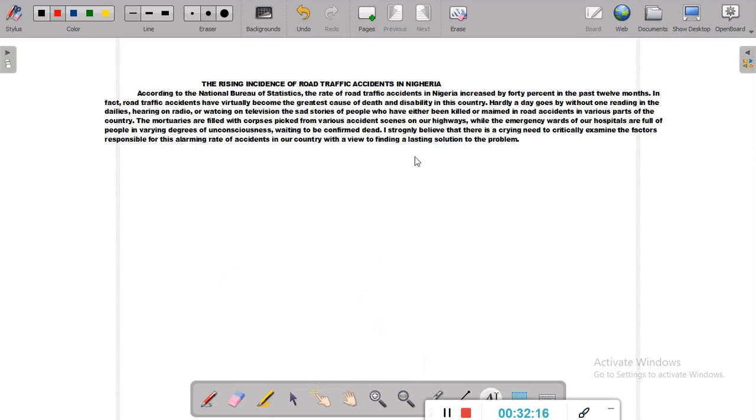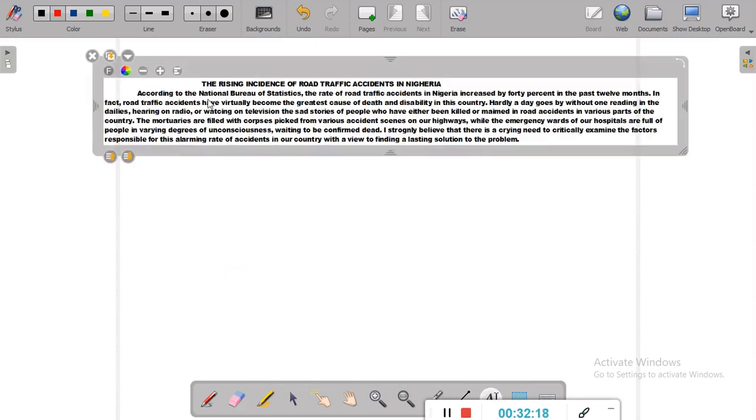Okay, so here and then, having written the hook, which is our first sentence, we will come up with a few more sentences which will form our background information. We want to give the reader a picture of the social problem that we want to discuss. And so we continue here.